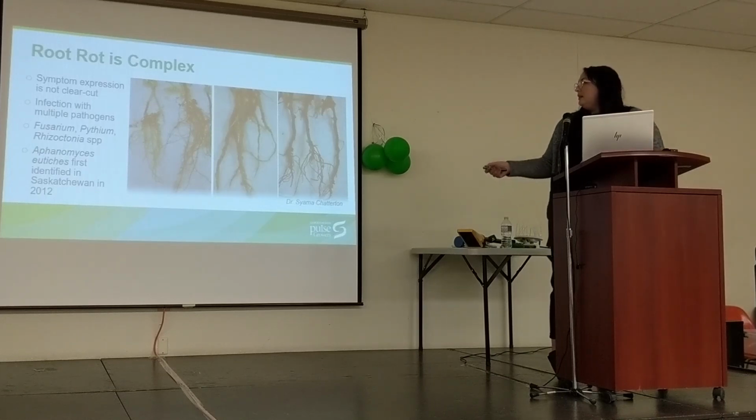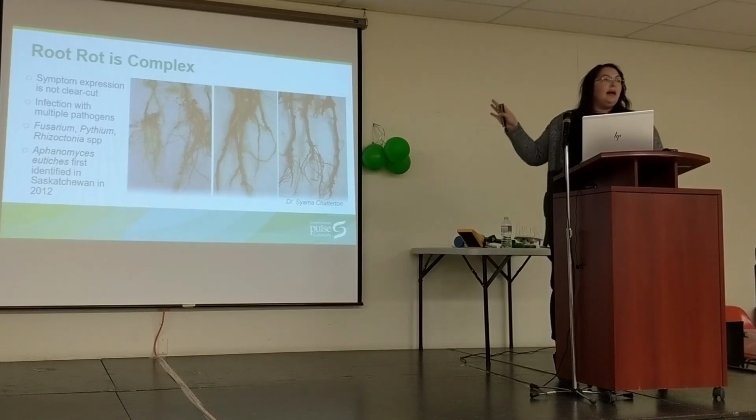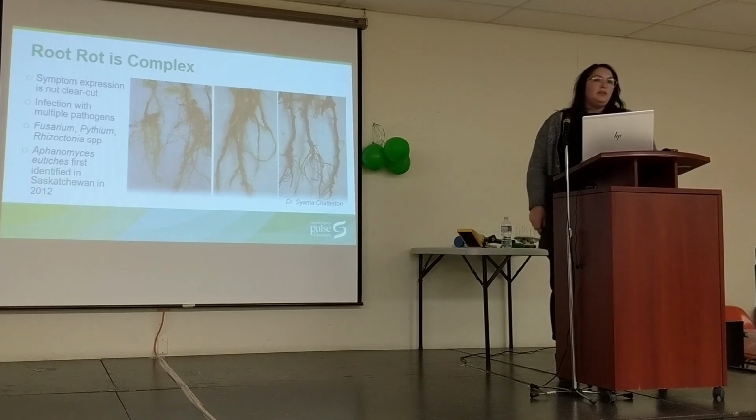What we can see, it's very difficult to see in these pictures, I apologize, but in the middle two pictures on the left, we've got those honey brown roots that are very typical of an Aphanomyces infection. And then on the far right is that blackening, really dark color that we associate with the Fusarium infection.